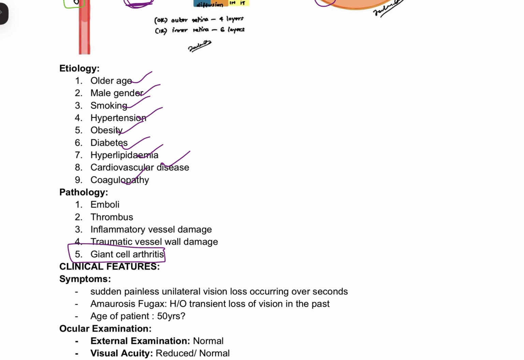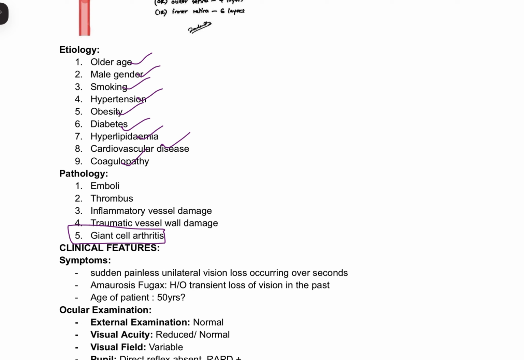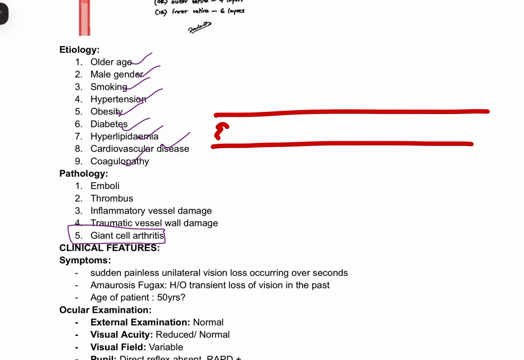Coming to the pathology, what do you think the pathology can be? You have your blood vessel, right? In the blood vessel, you can have some emboli coming from elsewhere. These emboli will block the blood vessel and cause occlusion. The emboli in retinal artery occlusion are of 3 types. Hollenhurst emboli, which are basically cholesterol. Then what else can be the emboli? Platelets, platelet plugs, and calcium.